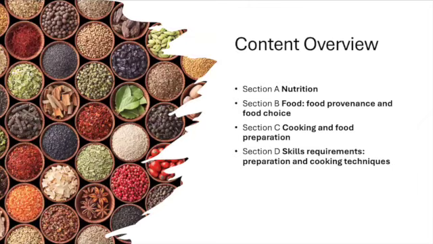further. But before I explain NEA 1 and NEA 2, let's go into the topics that you have to cover for that 50%. So you have section 1, which talks about nutrition. Section 2 talks about food provenance and food choice. Section 3 talks about cooking and food preparation. And the final section is section D, where we teach the content, skills, requirements, preparation, and cooking techniques.